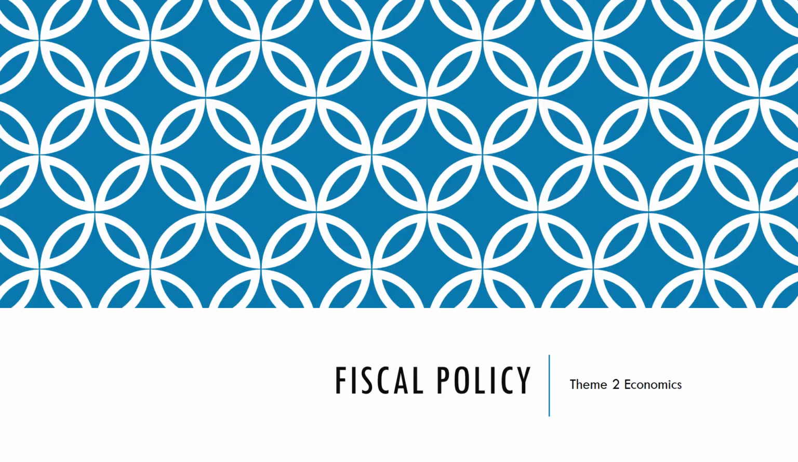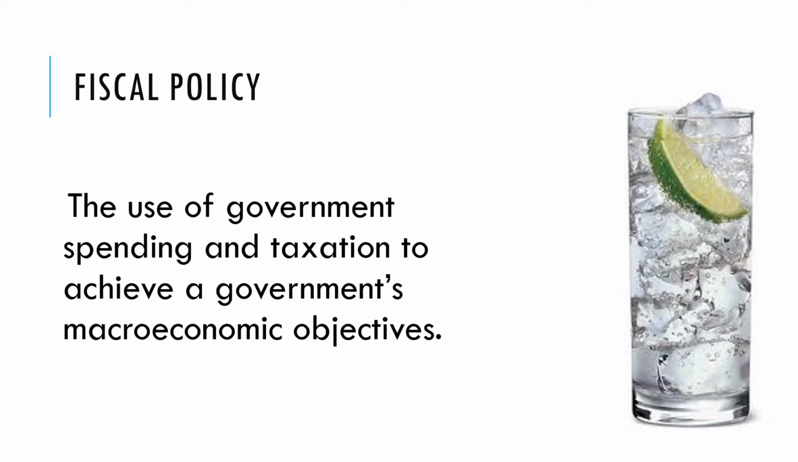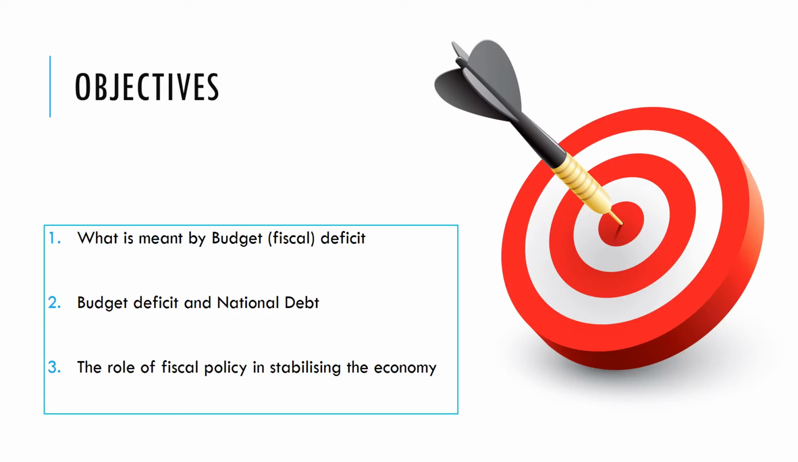Hello and welcome to this video on fiscal policy, deficit and debt. So we've already established that fiscal policy is the use of government spending and taxation to achieve the government's macroeconomic objectives. In this video, we're going to look at what is meant by the budget or fiscal deficit, the relationship between that and national debt, and then lastly, the role of fiscal policy in stabilizing the economy.